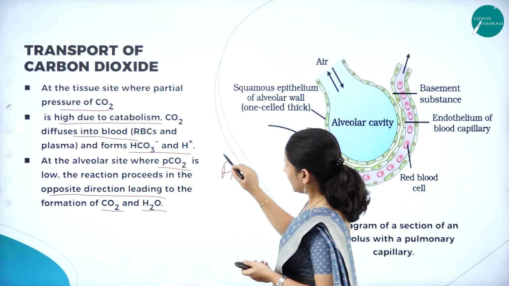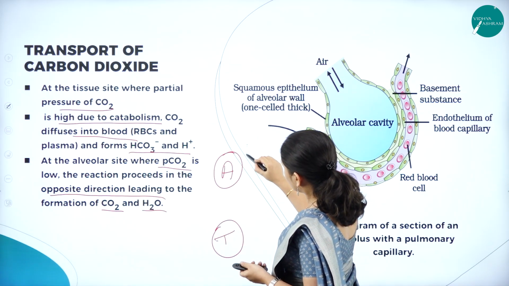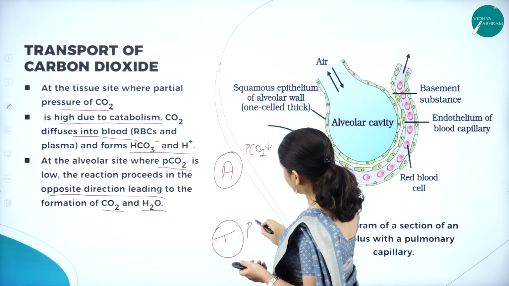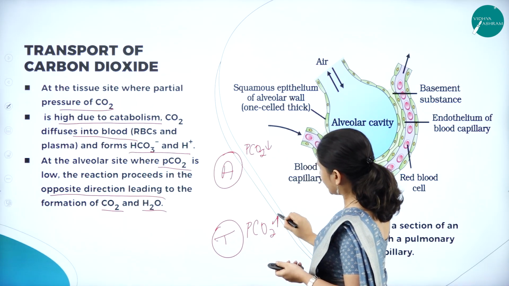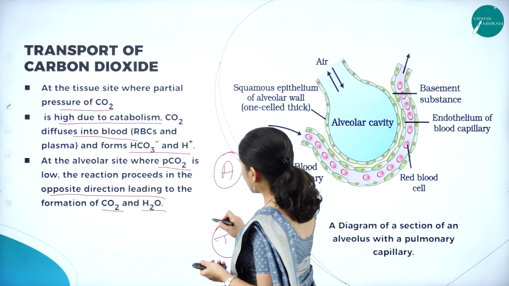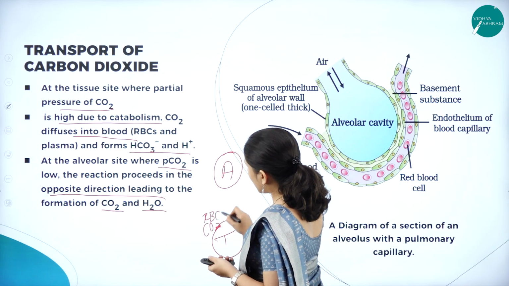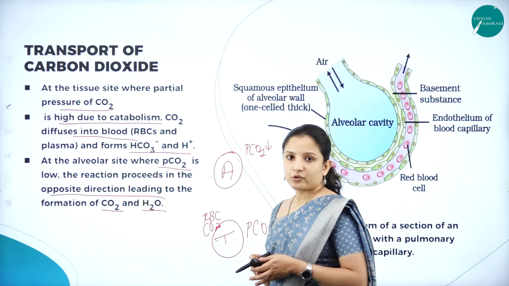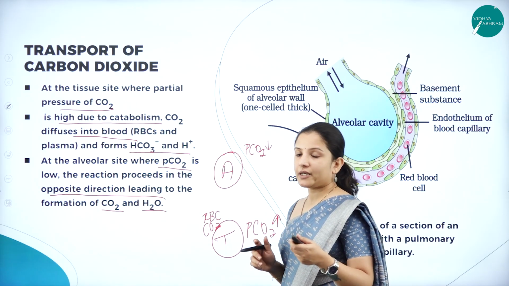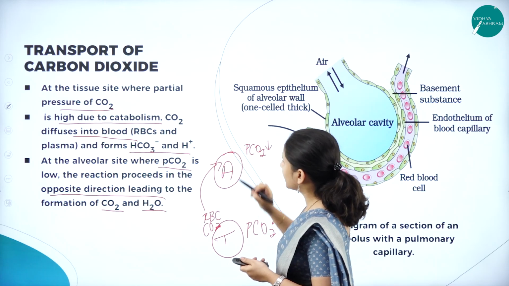So, here I will write it again, alveoli and the tissue. Here the partial pressure of carbon dioxide is low. Here partial pressure of carbon dioxide is high. So, in the presence of carbonic anhydrase enzyme, what happens? The carbon dioxide will diffuse into the RBC. The RBC, in the presence of the carbonic anhydrase, will form carbaminohemoglobin, right? Carbaminohemoglobin. Then they will carry the carbon dioxide and diffuse it here.